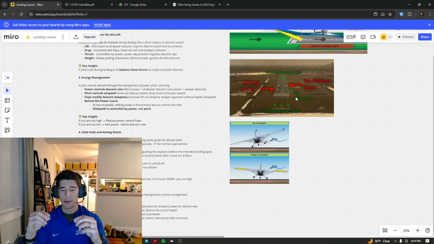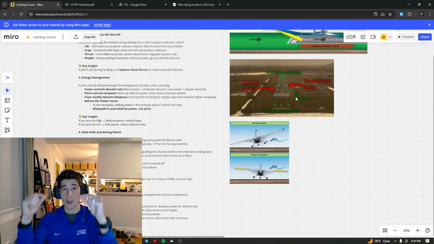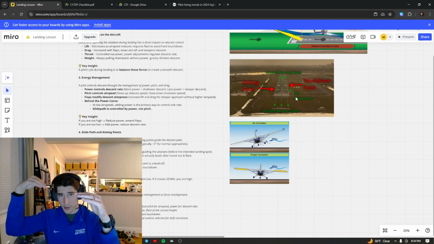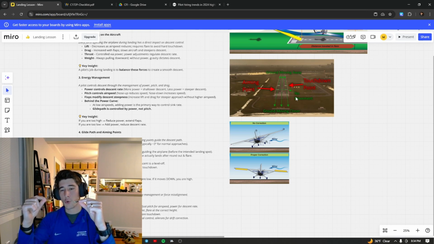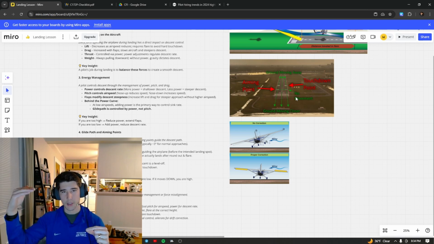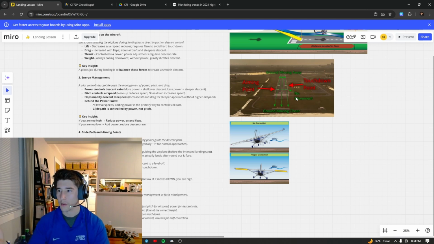If that aim point starts to shift up in your windscreen, then you know that you are ducking underneath it, that you're shallow, you have too low of energy. Now if that point starts to shift lower in your windscreen, then you have excess energy. You're aiming further than that aim point. So then you need to either pull power or slip the aircraft, add drag, or add flaps to slow down the aircraft.